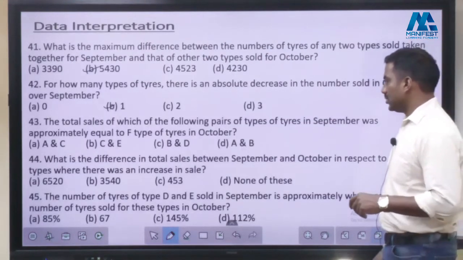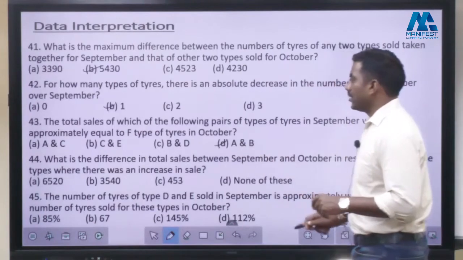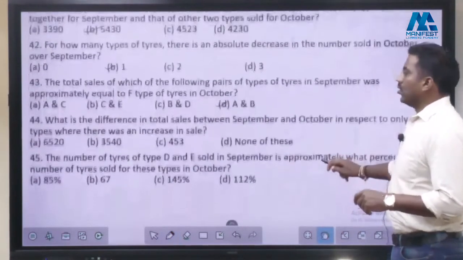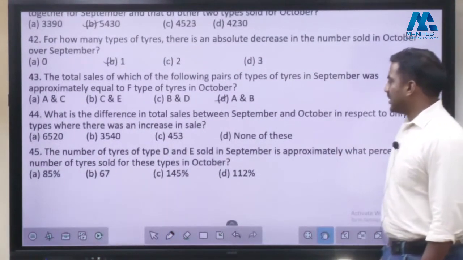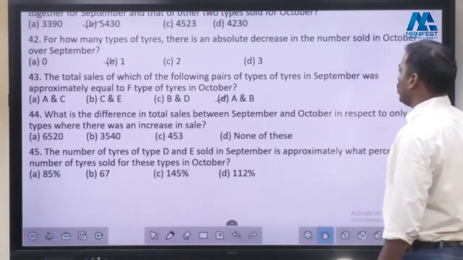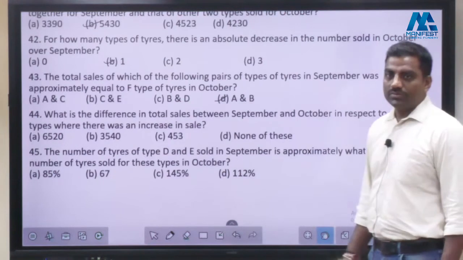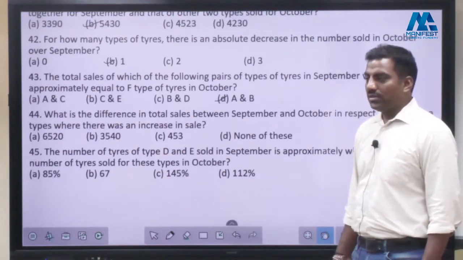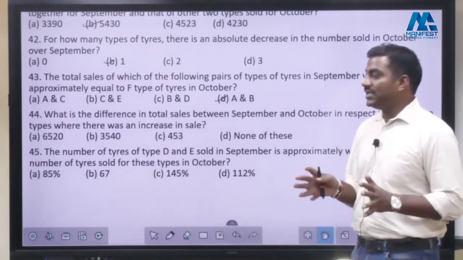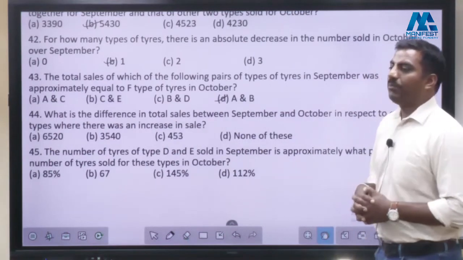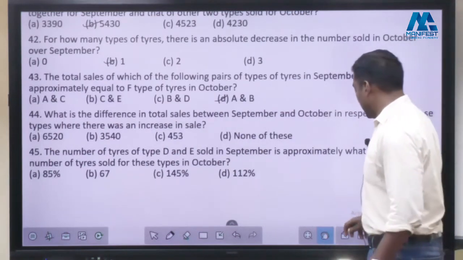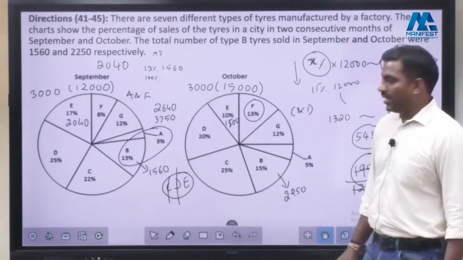Next, the answer is A and B. What is the difference in total sales between September and October in respect to only those types where there was an increase in sale? Where there was increase in sale. How many companies showed increase in sale? This we have to remember.